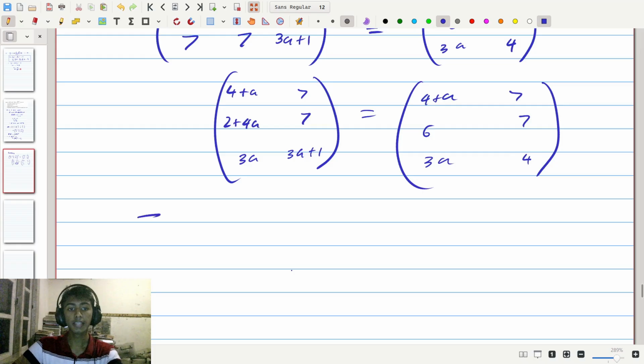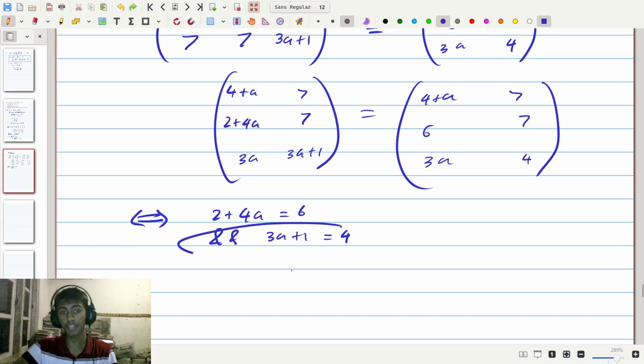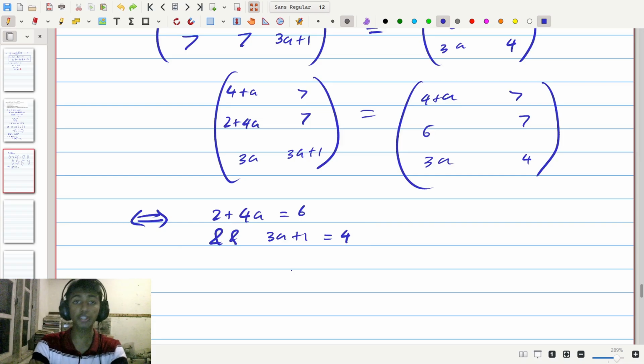So if these two matrices are equal, it must mean that 2 plus 4A is equal to 6, and additionally that 3A plus 1 is equal to 4. We could use either of these, but we should probably solve both, because if we solve both we should get the same answer, and if we don't get the same answer then we have a contradiction. As of right now, we have not had any matrix questions that have contradictions in them, so it's very unlikely, but still I'd recommend that you check.